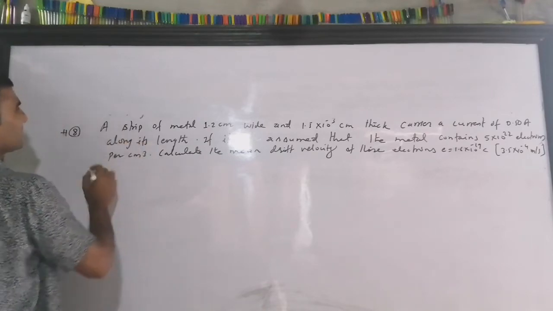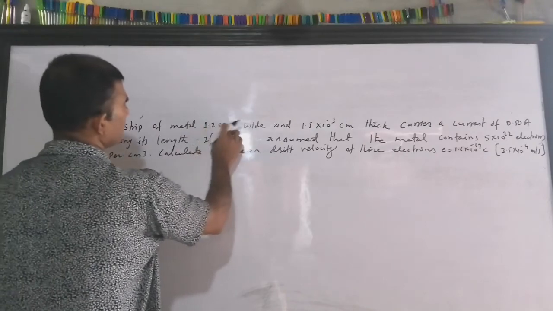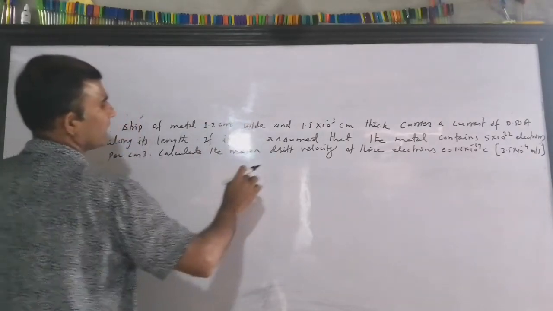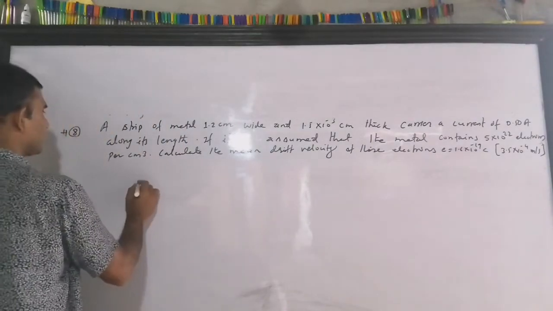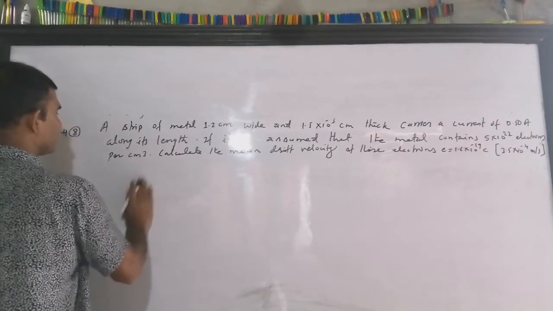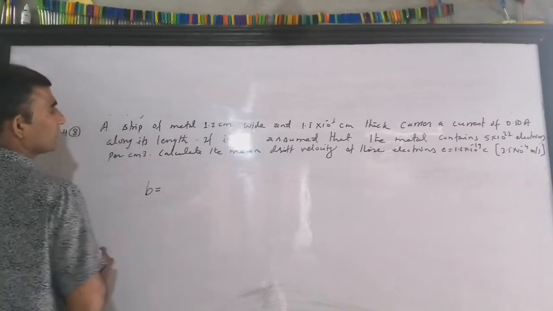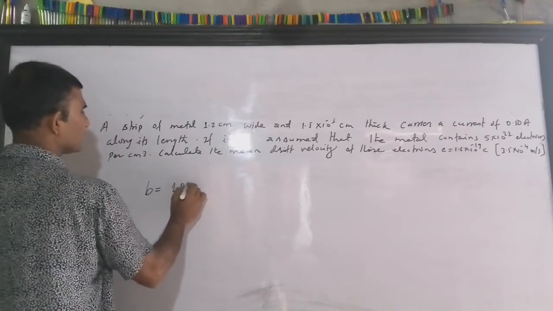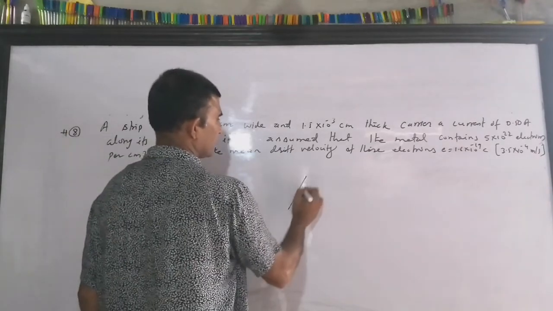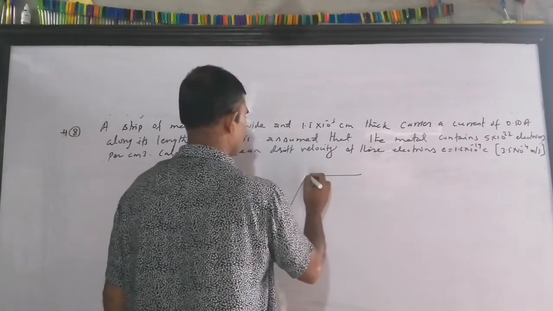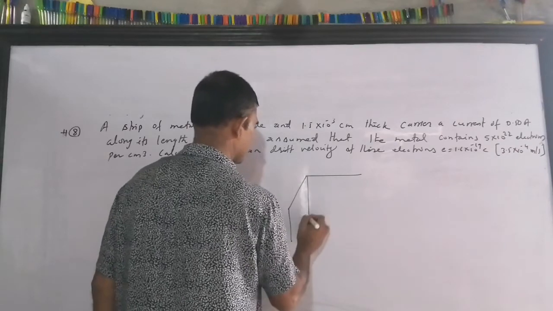Okay, and here is a strip of metal 1.2 centimeter wide and thick. So what is given actually? This is the length and this is the breadth, width, and I am writing B. B is 1.2 centimeter. So what is this actually saying? Then we have a wire like this.